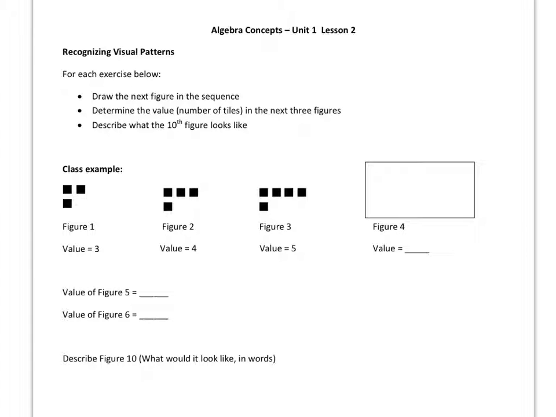All right, so we have our unit 1, lesson 2, right there. And you have your directions right there. So for each exercise below, draw the next figure in the sequence, determine the value, which is also called the number of tiles, for the next 3 figures, and then describe what the 10th figure looks like. And you want to keep in mind when you're describing that, that you write it in such a way that if you told somebody, they would be able to then draw that figure. Okay? So let's look at this first class example right there.